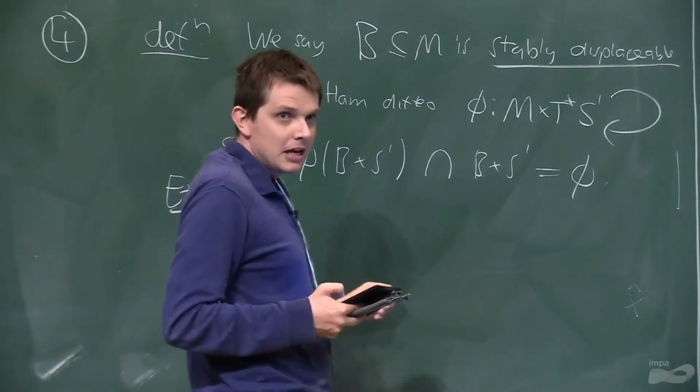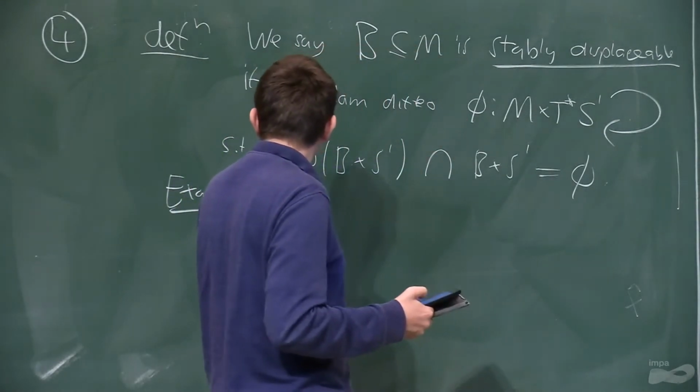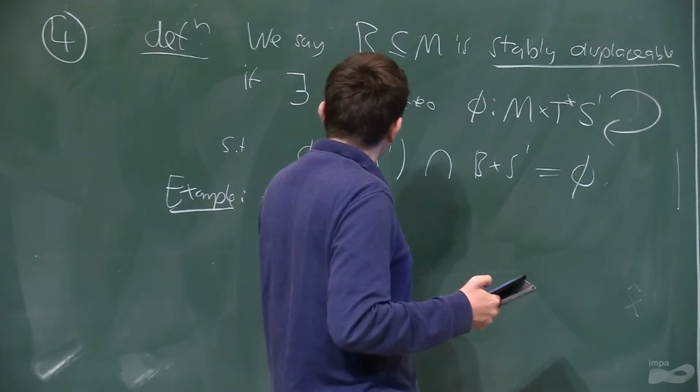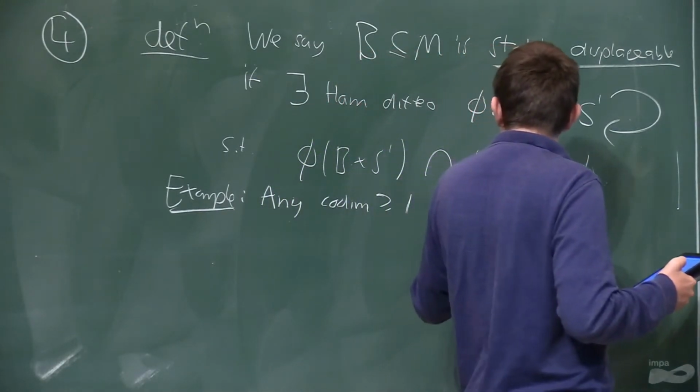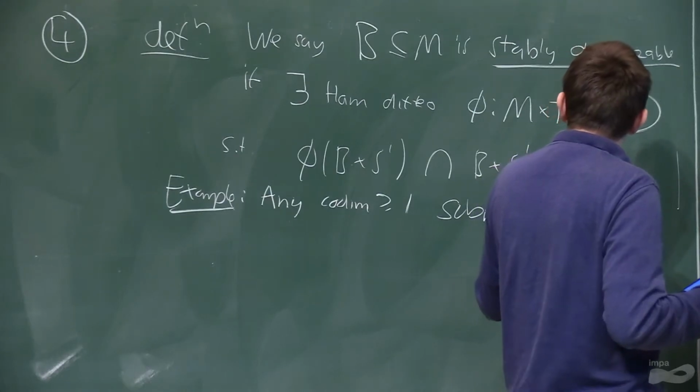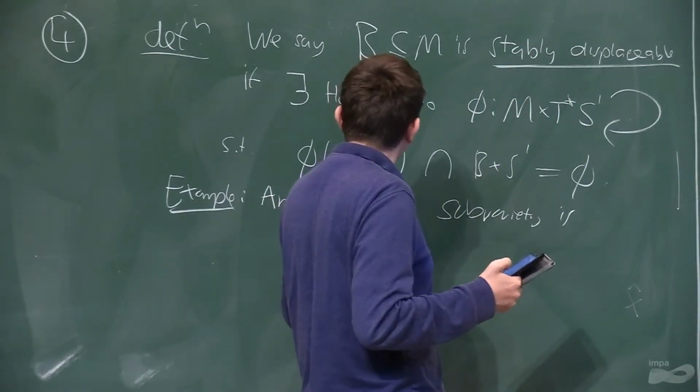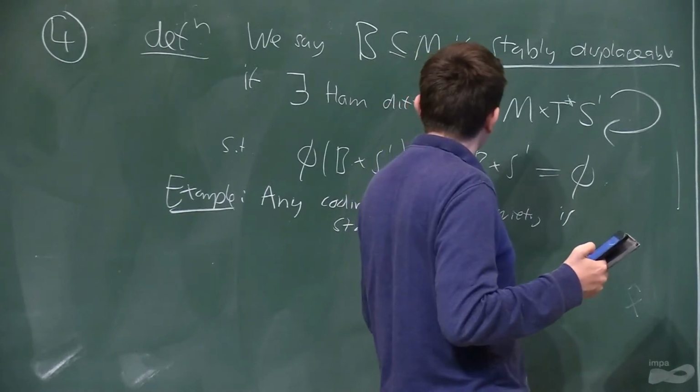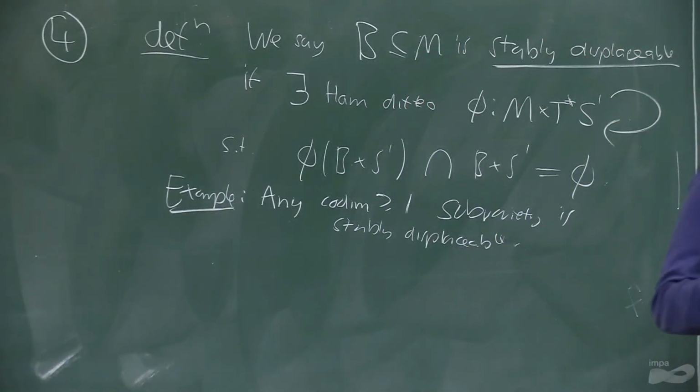Here's a nice fact. Any subvariety of codimension greater than or equal to 1 is stably displaceable. A fun thing to do is prove that the hypersurface inside CPN is stably displaceable. But I claim any codimension 1 subvariety or higher codimension subvariety, however bad the singularities are, is stably displaceable.